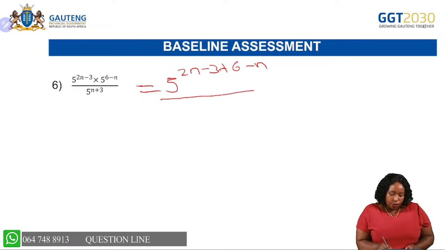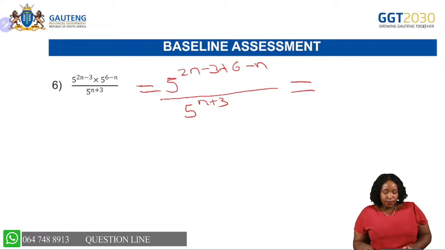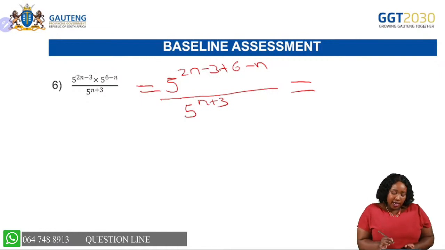Okay, we haven't touched the denominator yet, so we just write 5 to the n plus 3. Okay, what do you do from here? Now we have to collect like terms because the exponent now looks a bit complicated, doesn't it? Okay, let's identify our like terms. We have 2n there and negative n there. What do they give us?